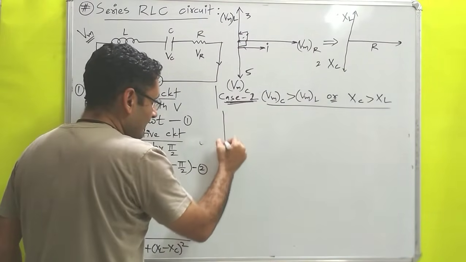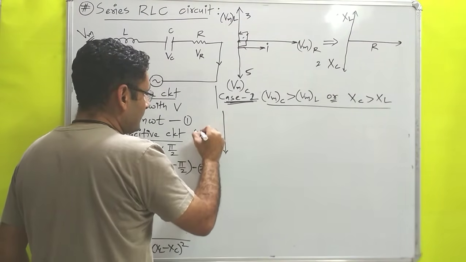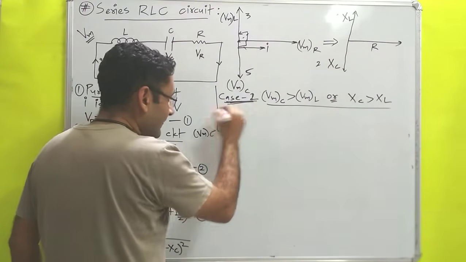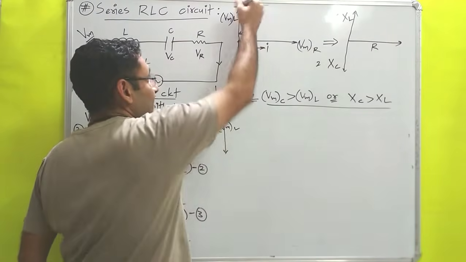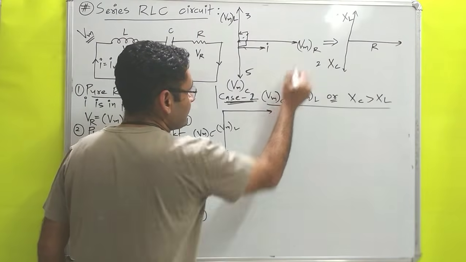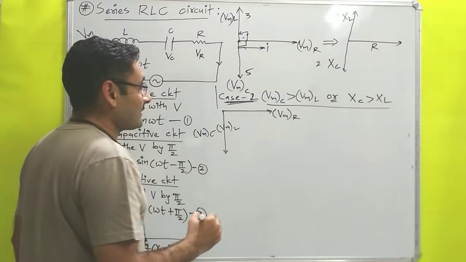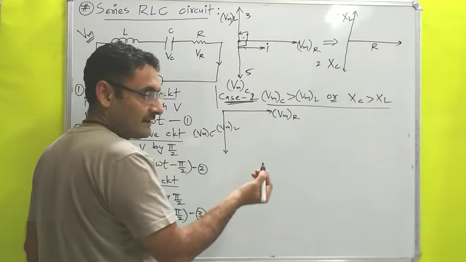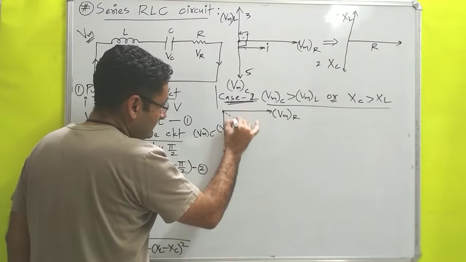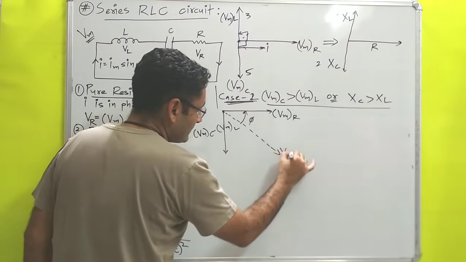So over here I will draw one vector diagram like this. That will represent Vm of C minus Vm of L. Why downward? Because Vm of C is greater than Vm of L. Remaining is R, so over here I will write Vm of R. Now we have to find the resultant value of maximum potential. So the resultant value of maximum potential will be at an angle of phi.